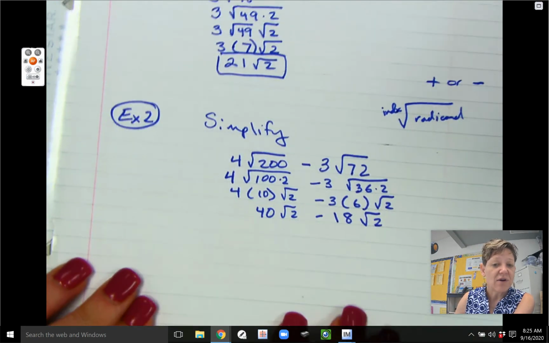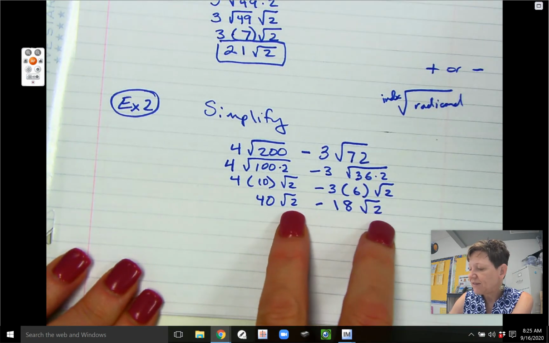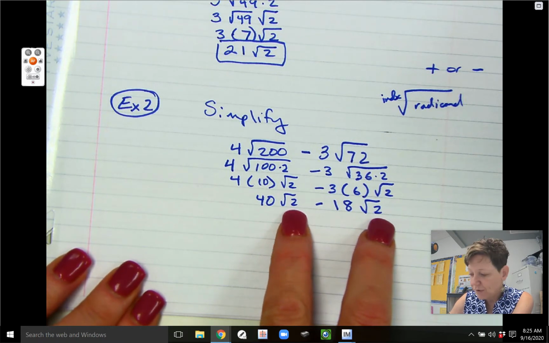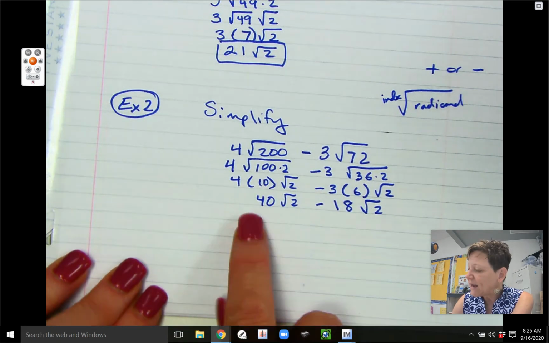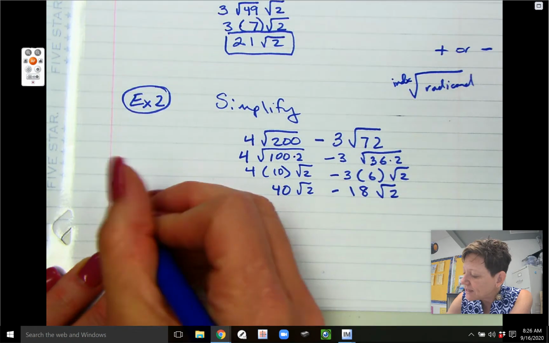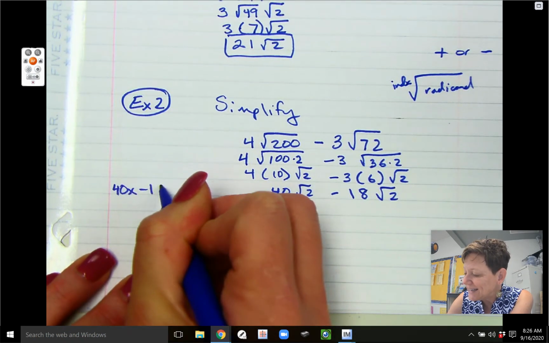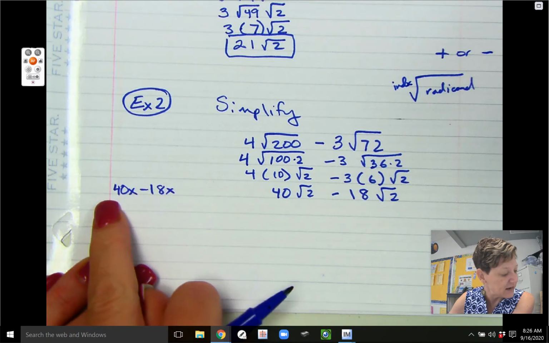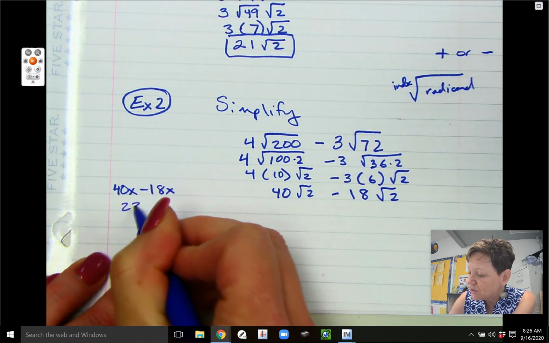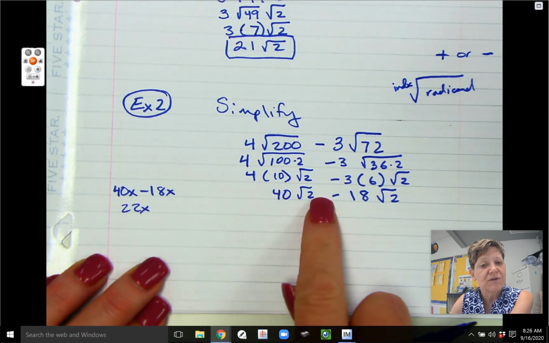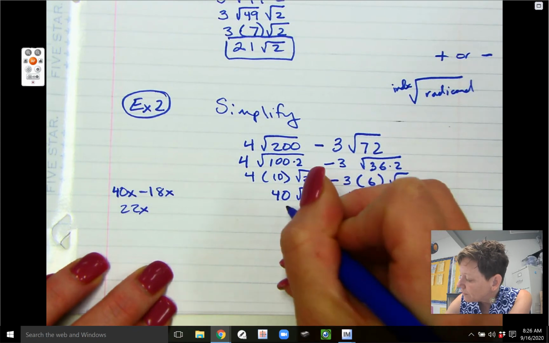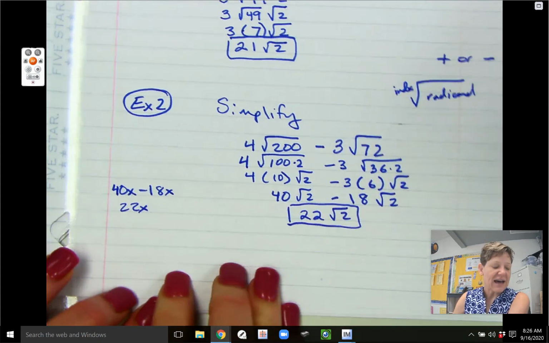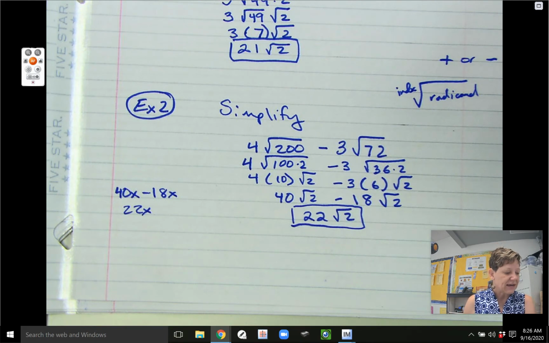And then you ask yourself, are these like terms? They have the same radicand, the same number under the square root, and they have the same index. They're both a square root, so their index there is a 2. When that happens, it's exactly the same as taking 40x minus 18x, right? Because those are like terms. 40x minus 18x would be 22x. So here, 40 root 2 minus 18 root 2 would be 22 root 2. So just think of that radical, that root, as a variable. You treat it kind of the same way here.